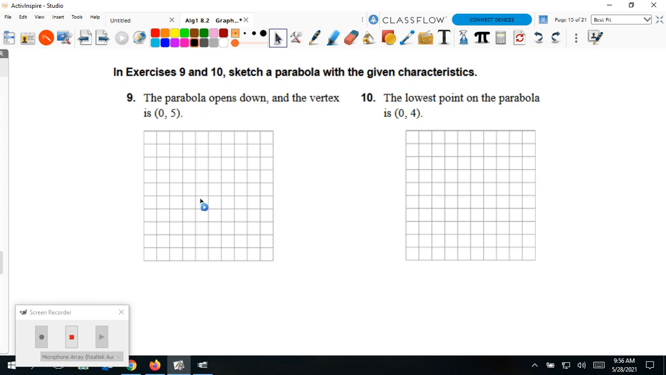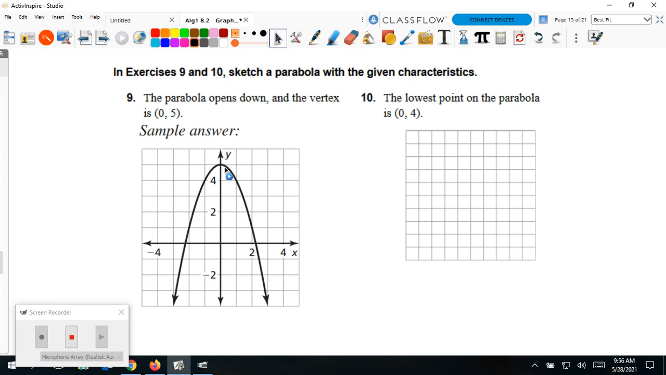So this is just a sample answer. Yours is not going to be exactly like this, but it should definitely have your vertex here at (0, 5), and it should be opening down from that way. As long as you got that, that's perfectly fine.